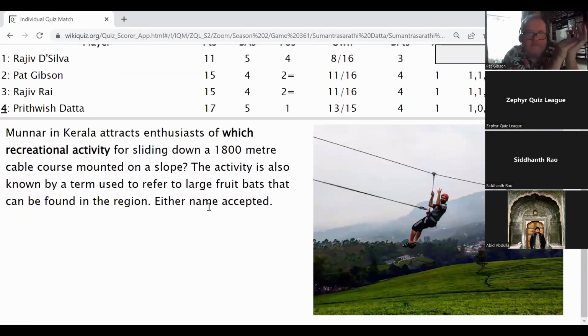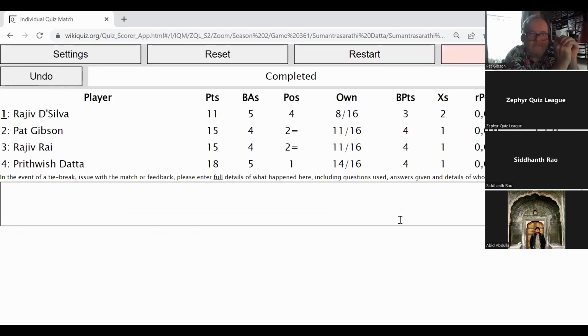Munnar in Kerala attracts enthusiasts of which recreational activity for sliding down a 1800-meter cable-car mountain slope? The activity is also known by a term used to refer to large fruit bats that can be found in the region. Either name is acceptable. Zip lining, or zip line, or flying fox is absolutely correct. That confirms first place for Prithwish with 18 points.